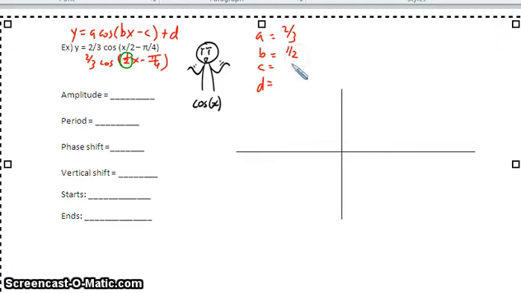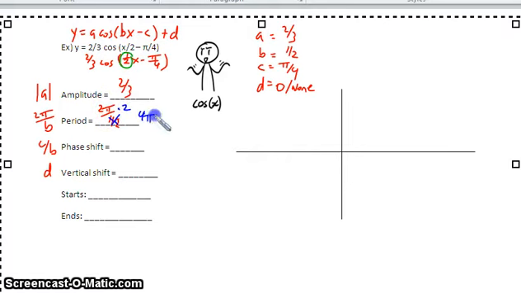And then my c value is going to be pi over 4. And my d value, I have nothing I'm adding to the outside, would be 0 or none. So the formulas: absolute value of a, 2 pi over b, c over b, and d. So the amplitude would be 2/3. The period, 2 pi over b, 2 pi over 1/2. So to get rid of this 1/2, I'm going to multiply by 2, and that's going to make my period be 4 pi.